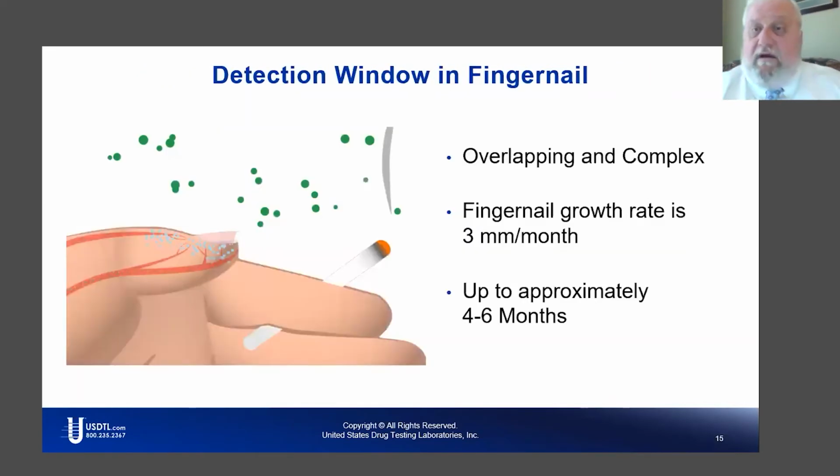So again, as with hair, these are all overlapping. We can't tease them out and separate them. The fingernail grows about 3 millimeters a month. So as I mentioned before, it takes about 4 to 6 months for that nail to travel across the entire nail bed and be available for clipping.